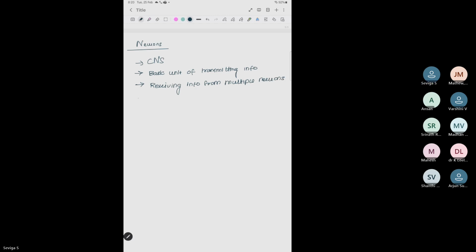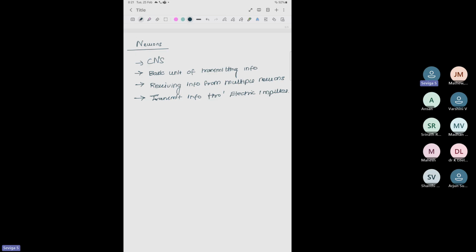Then? They transmit information through electrical impulses. Fantastic. Because today we are going to see how an artificial neuron is inspired from the real neuron. So we need to brush up our knowledge about real neurons.